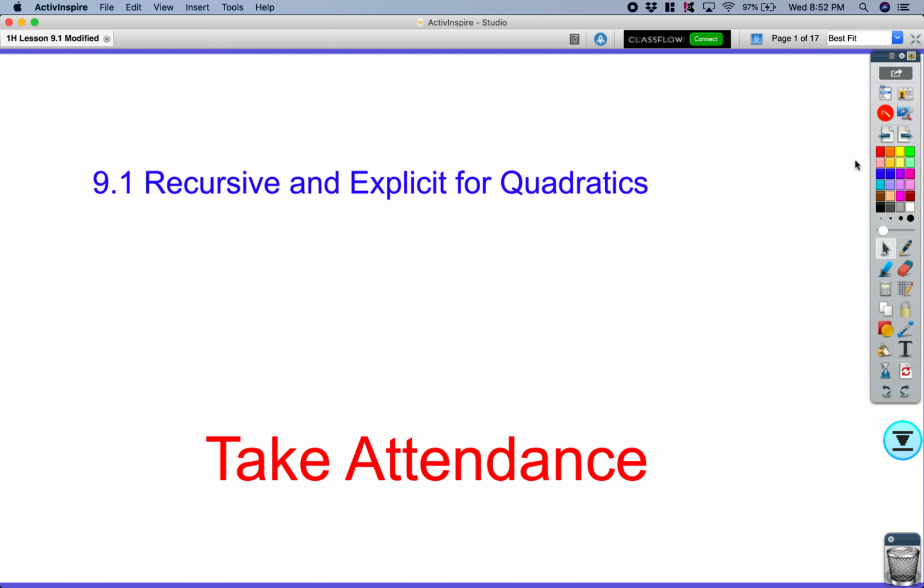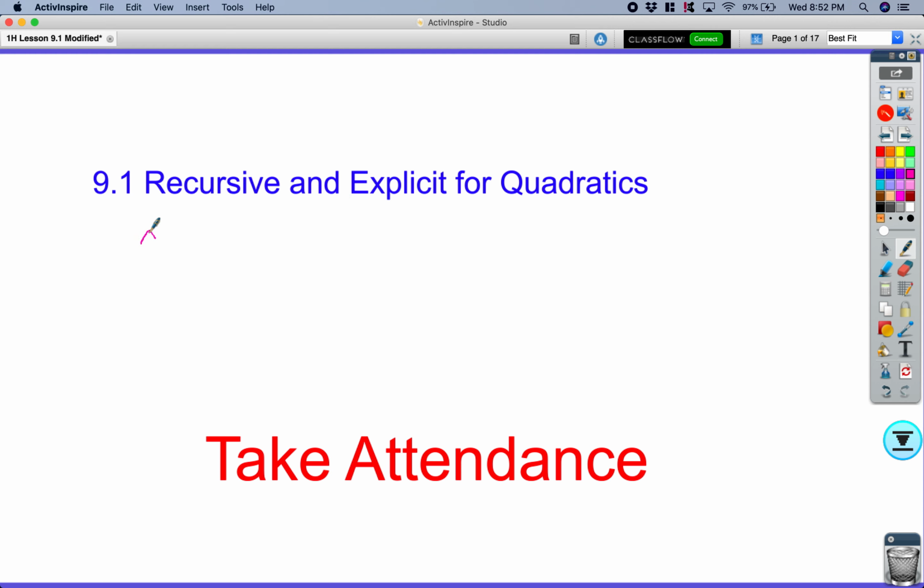Everybody, today what we're going to be doing is looking at 9.1 recursive and explicit for quadratics. So this is a modified lesson from 9.1, so make sure you have the proper handout. It's not the one from the main packet, it's a side thing that I made that contains some of the problems. So really quickly, let's just go over what a quadratic is.